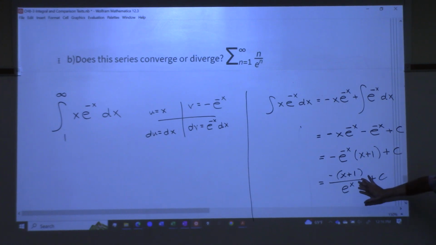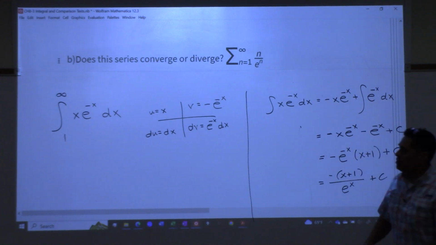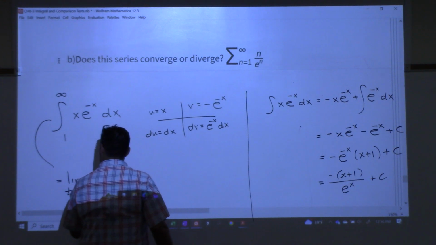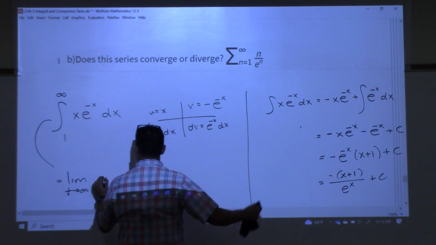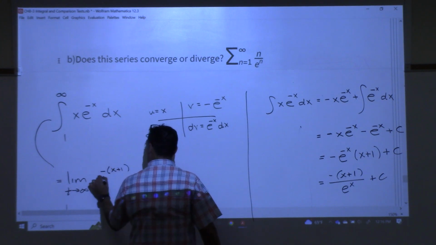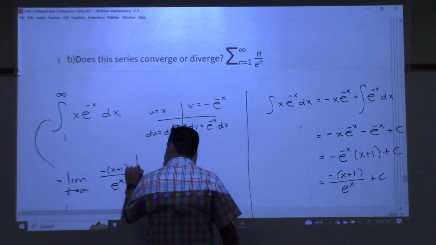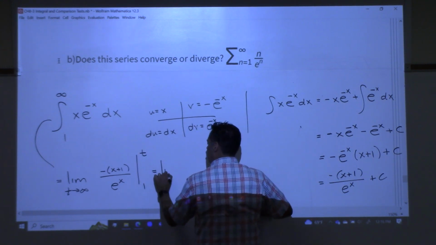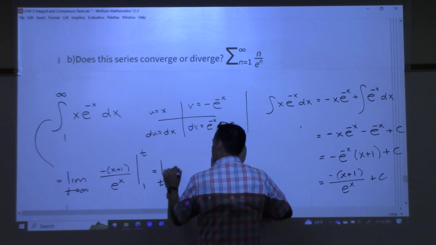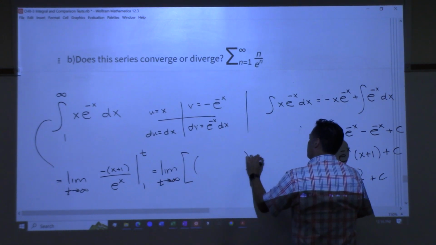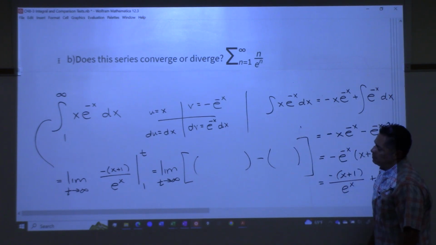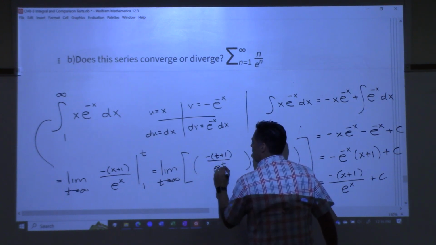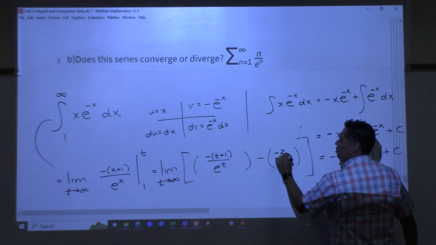All right, this is it, the antiderivative, and now we need to do the limit thing for this. So this is the limit as t goes to infinity. And we've got the antiderivative, which is negative, then x plus 1 in parentheses, over e to the x, and we're going to evaluate that from 1 to t. Now we're just going to plug in. Plug in t first, then subtract when we plug in 1. We plug in t, we get negative t plus 1 over e to the t, and then when we plug in 1, we get negative 2 over e.